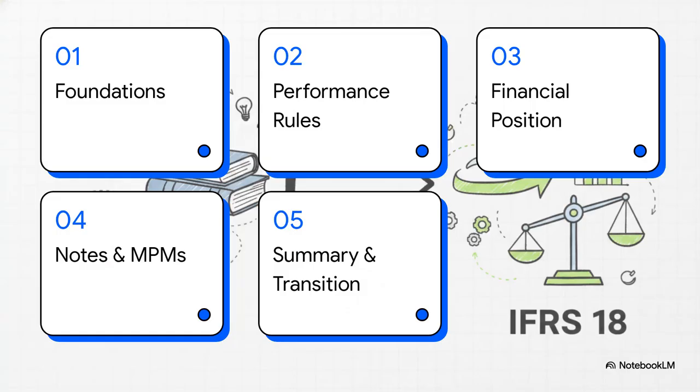Okay, let's quickly hit our agenda. 1. Foundations and general requirements. 2. Performance and aggregation rules. 3. Financial position and equity. 4. Notes, disclosures, and NPMs. And finally, 5. Summary and transition rules.